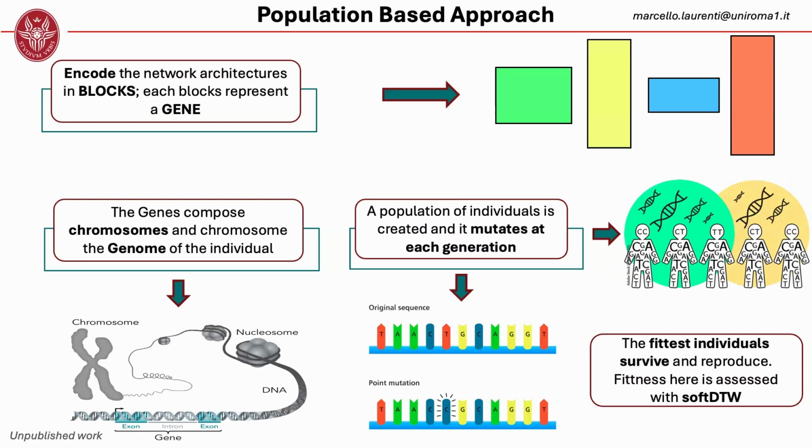For the fitness, we used a soft DTW loss score. This function is very similar to a Euclidean distance, such as the mean absolute error, but it's quite different because it also considers the temporal sequence of the input. So it's much more fitting for our purposes and our database of sequences.